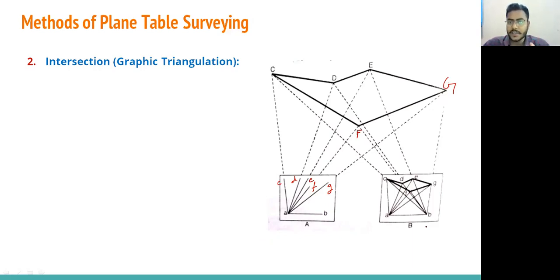Then we do the orientation by back sighting. We make sure the plane table, whatever the sheet is there on the plane table, has the same direction which it had at station 1, right? So after the orientation through the back sighting, again we sight. You will see this was already drawn. Then sight from B to G, E, D, C, F.